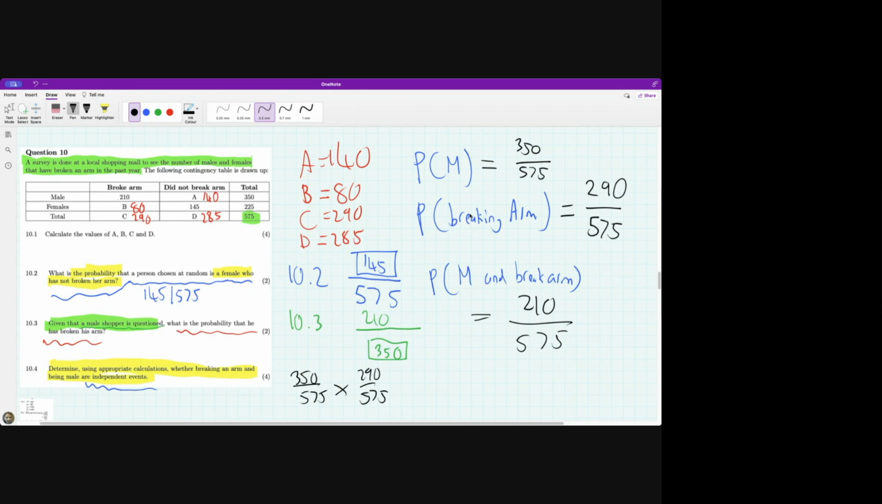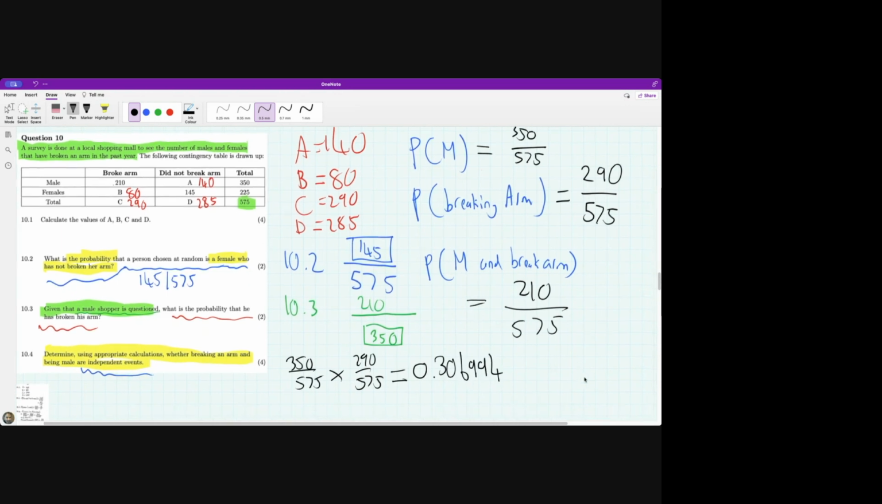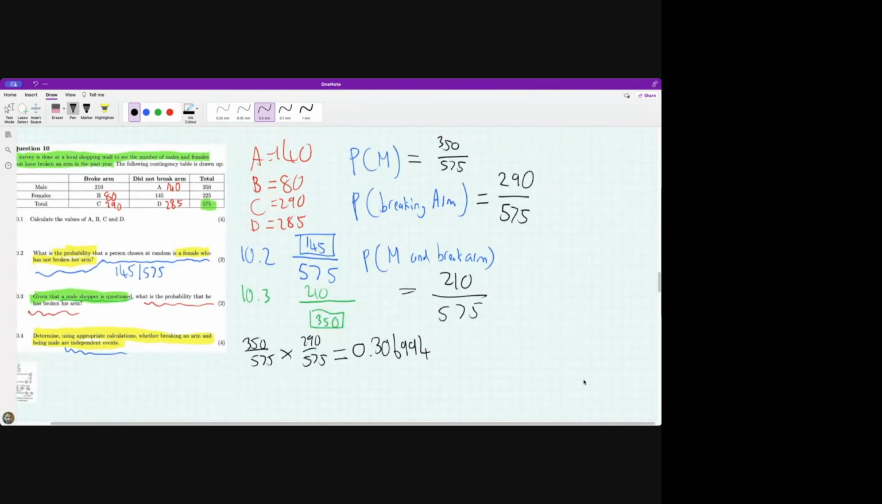I'll give you a chance to do this while I do it as well. And it's quite nice to put it in decimal because it's so much easier to compare decimals. And I'm going to put a couple of decimal places just so that I can really see how close they are. Now, that was the part where I multiplied the two. Now, what is 290 over 575 as a decimal? Well, let's find out.